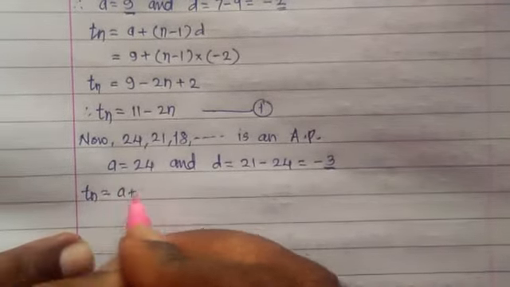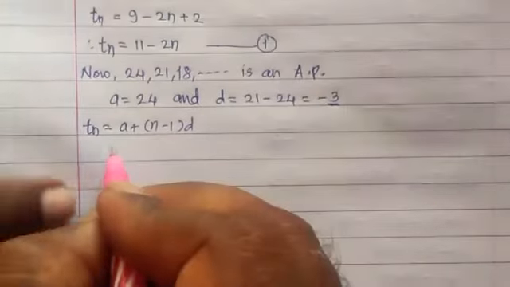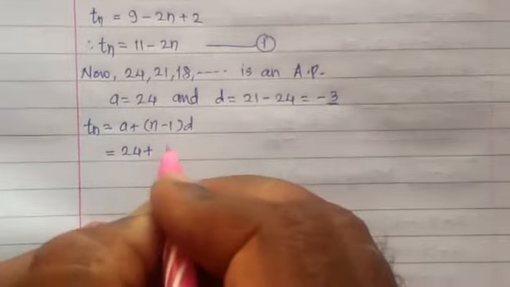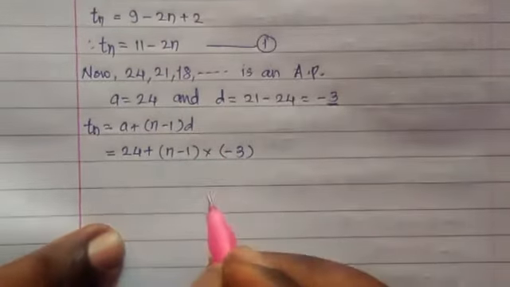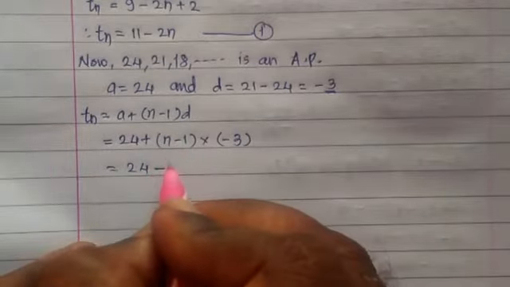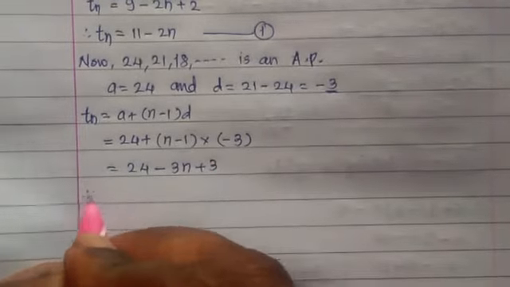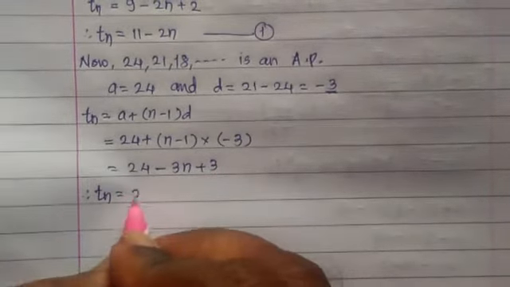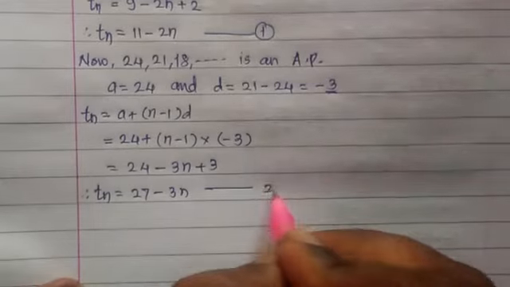A plus n minus 1 into D. Now putting values here, A means 24, then plus n minus 1 into D means minus 3, which is equal to 24, then minus 3 into n means 3n, minus minus plus 3 ones are 3, and hence here Tn is equal to 24 plus 3 means 27, then minus 3n. Suppose this is number 2.